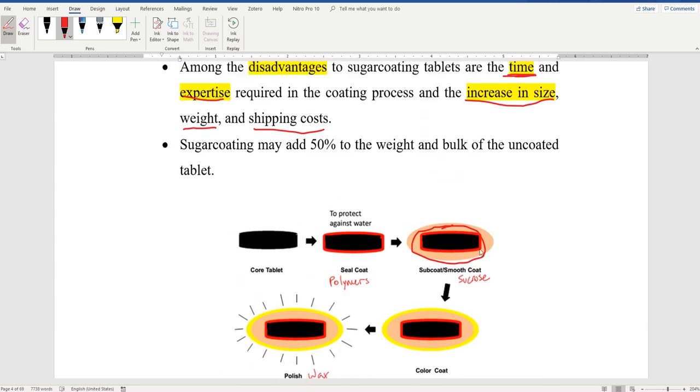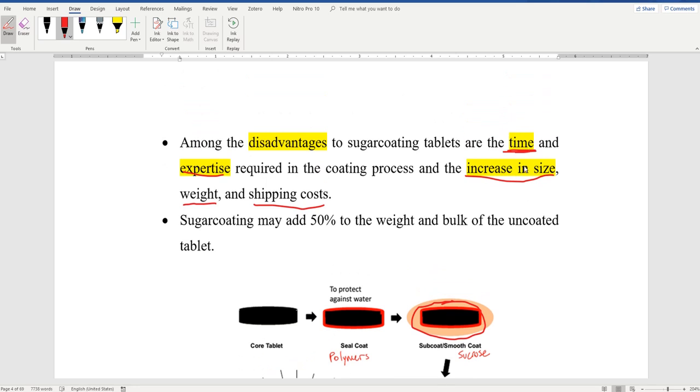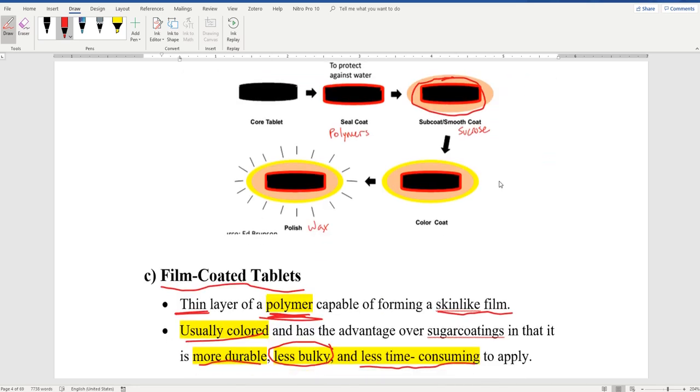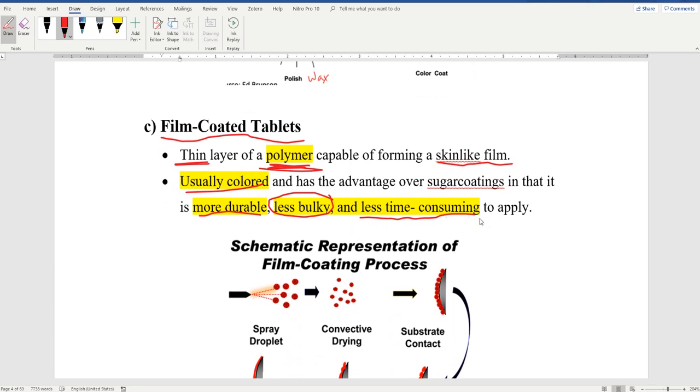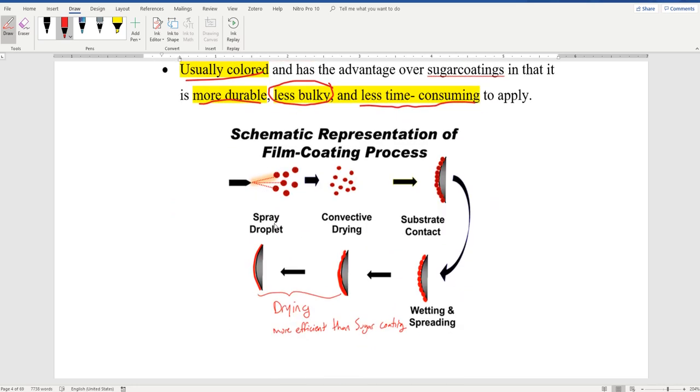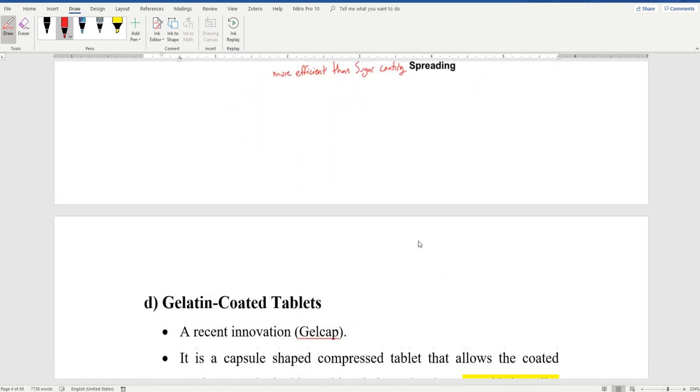If you compare here, sugar coating takes long time, maybe one full day. But if you look at the film coating, maybe it takes 1 hour and a half, where you are spraying the polymer solution or colloidal suspension of polymer. You spray it onto the tablet, the drops spread around the tablets, and then you dry it. Okay, and that's how you get the film.